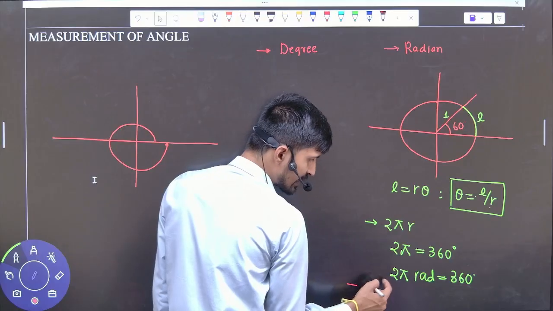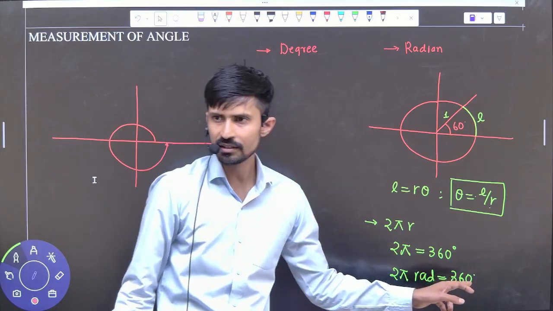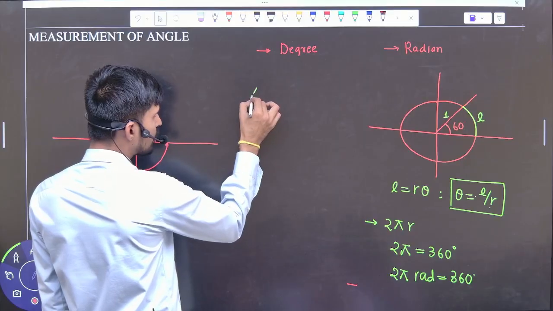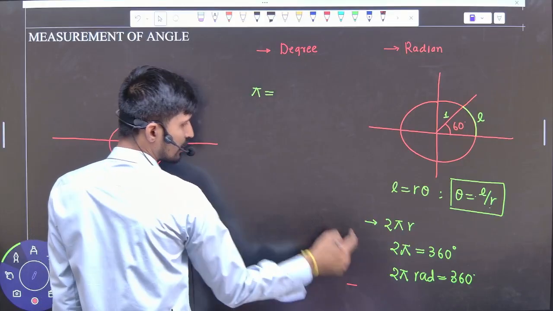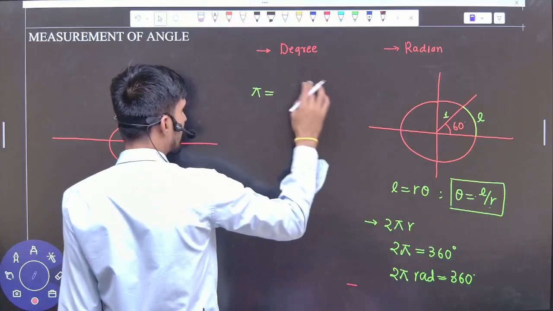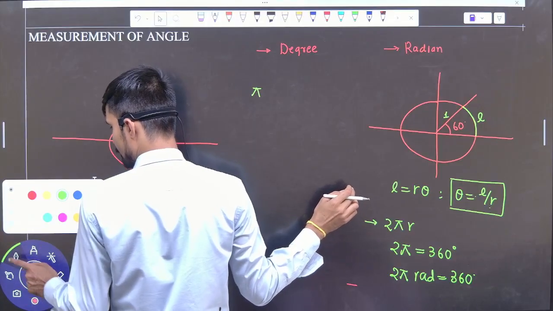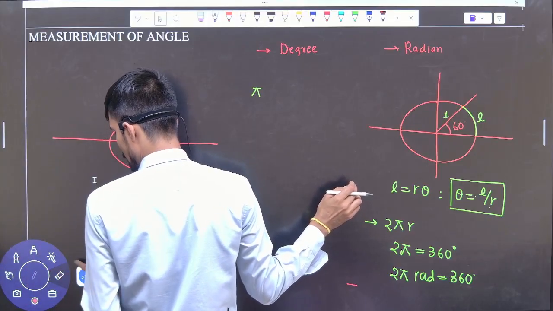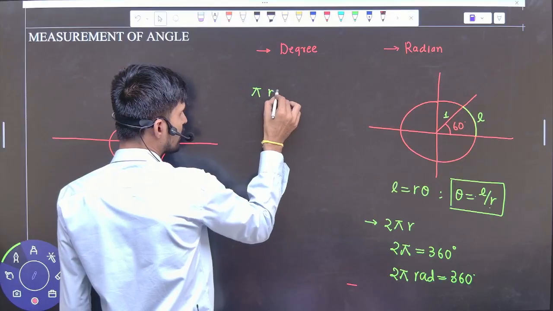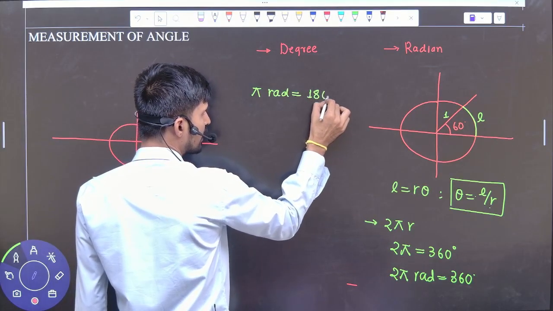This is the exact thing that you have to remember. 2 pi radian is 360 degree. So now from here, we can write pi. 2 will divide that side. Yes? Pi radian. What do we want? Yes, radian we want. So pi radian will be 180 degree.